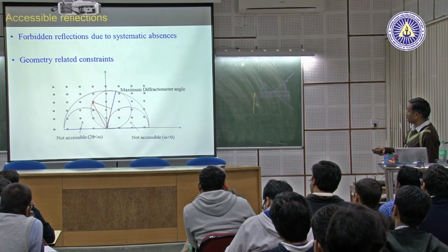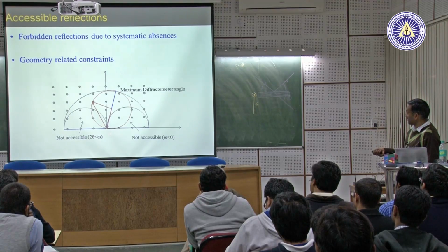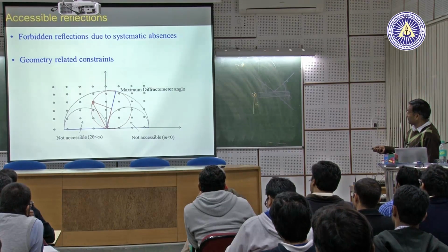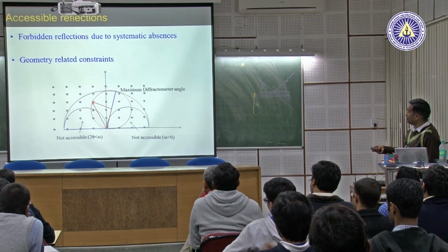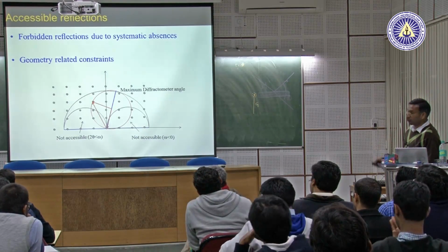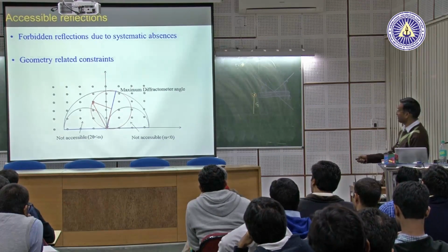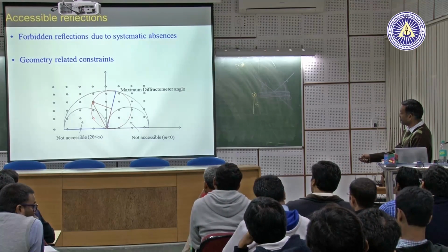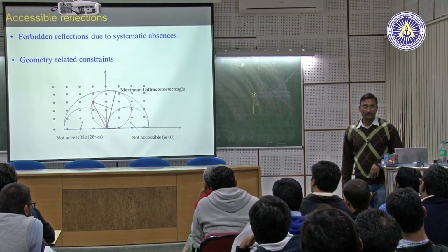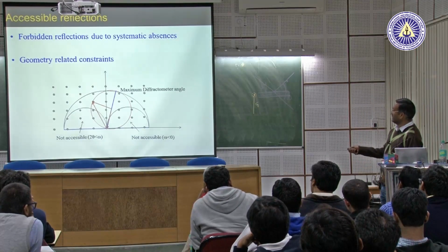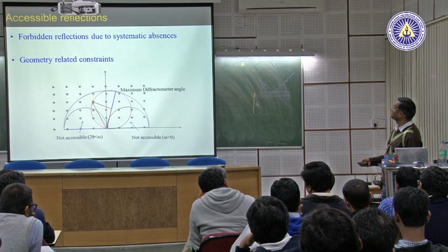For example, if you want to look at this particular spot, you have incident radiation coming in this direction, and you must orient your sample in such a manner that this particular spot falls on the Ewald sphere of this radius. If you wanted to explore this other point, you won't be able to access it because it is outside the geometry of the diffractometer. So any point that you want to explore must lie within these 3 semicircles.